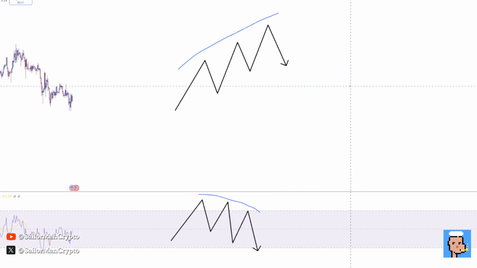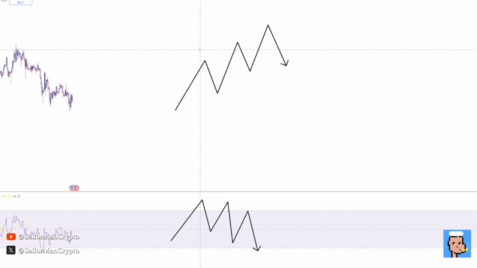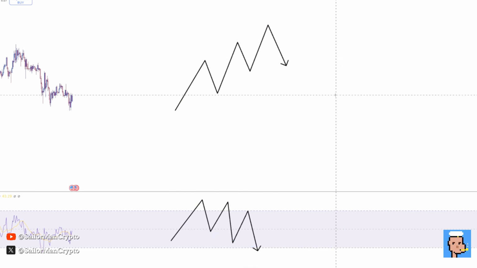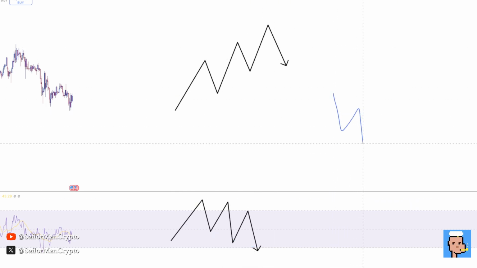I do see people making many mistakes. Remember that for a bearish divergence you take the highs both in price and on RSI, and don't make the mistake of taking the highs here and, for example, the low here. The same for the bullish divergence, that would look something like this.